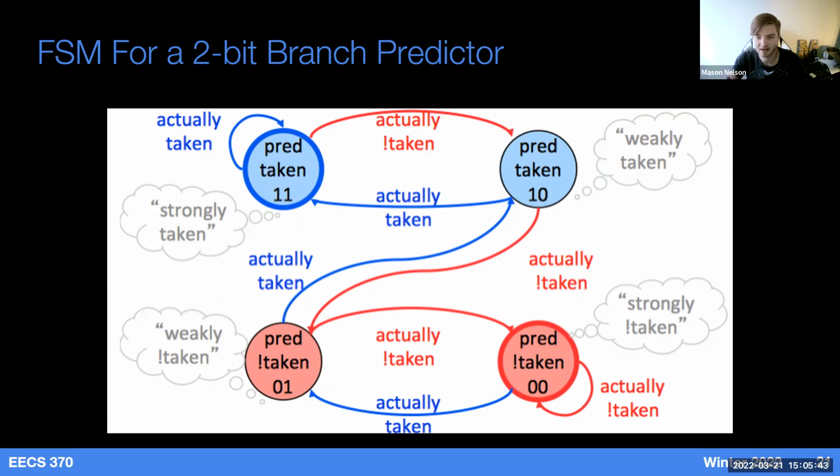We might start off in a weakly not taken state. By the way, we can represent these with 2-bit numbers going from 0 to 3, representing each of our states. So we might start off in state 1, where we're predicting weakly not taken. Our actual prediction will be not taken, but if it is correct, then we'll move into strongly not taken for the next time, state 0. And if it was actually taken, we'll move into weakly taken. Looking at the other states, if you're in a strong state, either taken or not taken, and it's a mispredict, it'll just move to that weak state. So we're still guessing the same thing, but not as confident the next time. And that's how that one works.